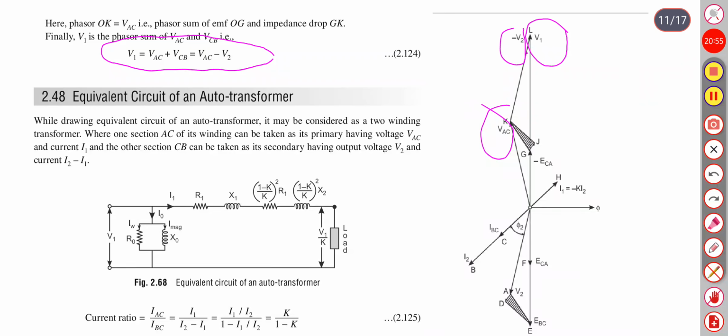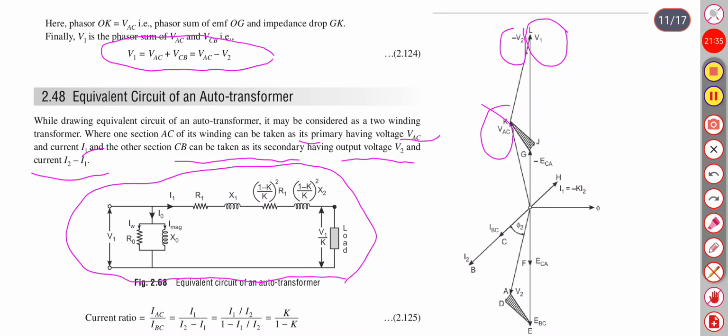Equivalent circuit of an autotransformer. While drawing the equivalent circuit of an autotransformer, it may be considered as a two-winding transformer where one section AC of its winding can be taken as its primary, having voltage VAC and current I1. The other section CB can be taken as the secondary, having output voltage V2 and current I2 minus I1. So this is the equivalent circuit for the autotransformer.